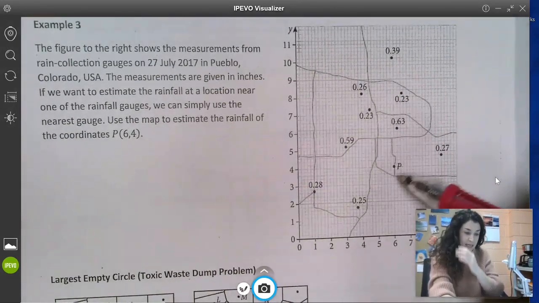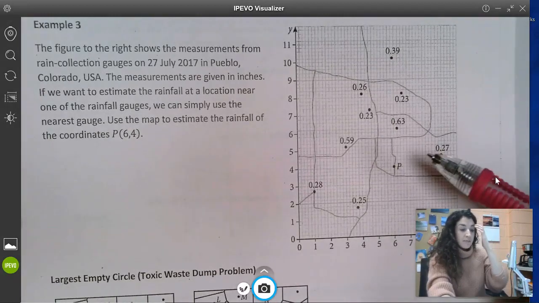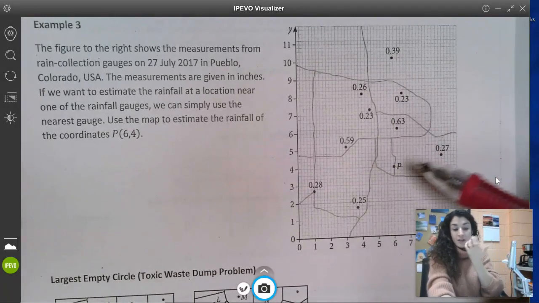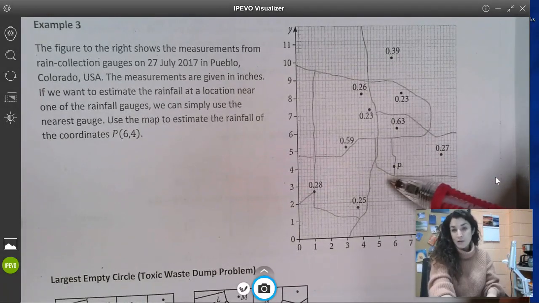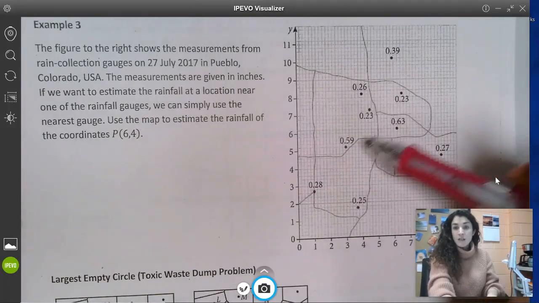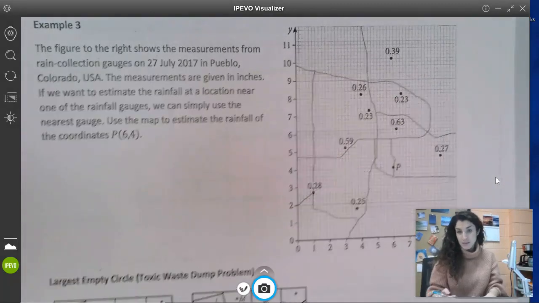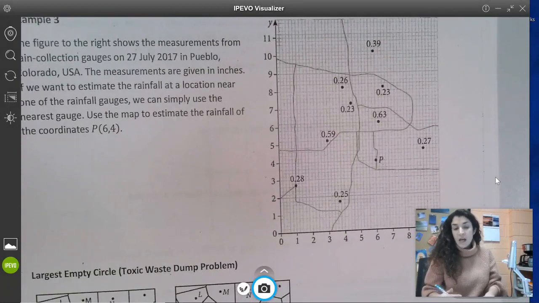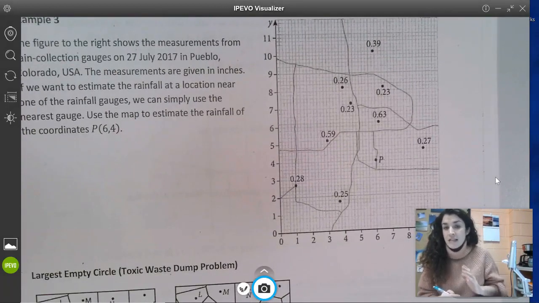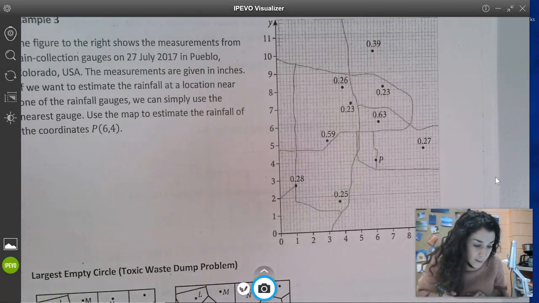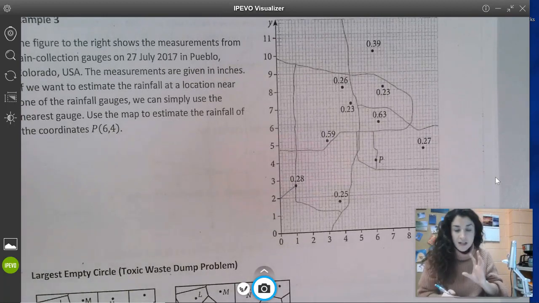So we're at point P here, and it says use the map to estimate the rainfall at this coordinate. But we don't have a Voronoi diagram yet. We don't know which of these coordinates are closest to P. So we need to create one. Now, we don't have the exact coordinates here. These points are kind of in between.